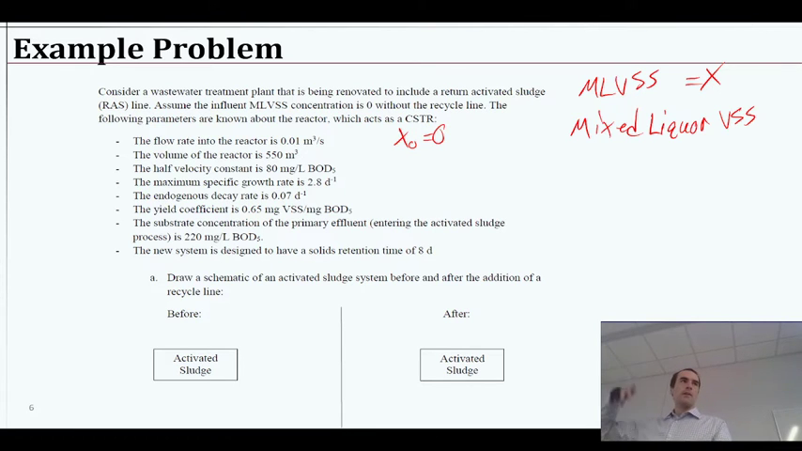So it gives us lots of parameters we can use. And then part A says, draw a schematic of an activated sludge system before and after the addition of a recycle line. So actually, I'm going to have you start here and take a minute to draw your impression of what an activated sludge system would look like before and after the addition of a recycle line, just to make sure we're tracking on the same page here. It'd be good also to label the different flows.